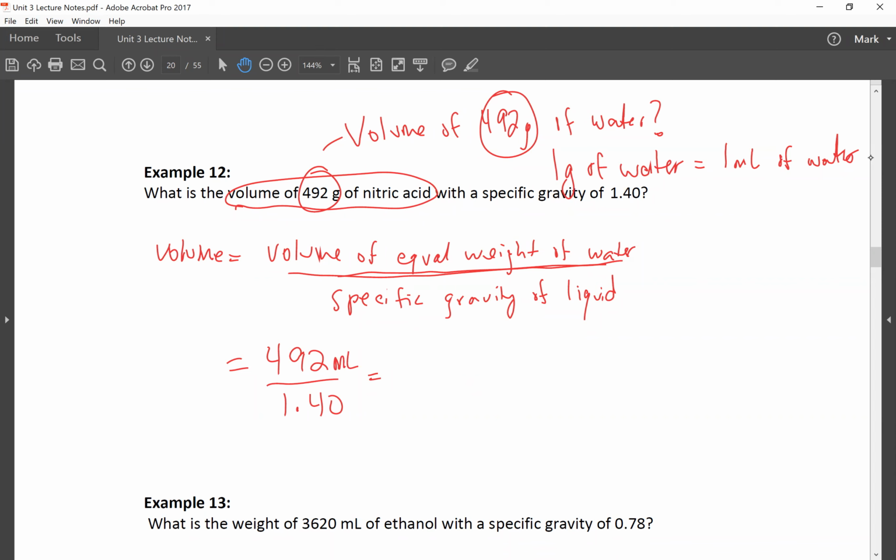So again, the density of water is 1 gram of that will equal 1 milliliter. So the volume of equal weight of water is the volume of 492 grams of water. Well, 492 grams of water is 492 milliliters. That's the beauty of water. So I'm going to take 492 and divide it by 1.4 and I get my answer: 351.4 milliliters. You could just say 351 milliliters. Little bit confusing, a little bit challenging, but not too difficult.